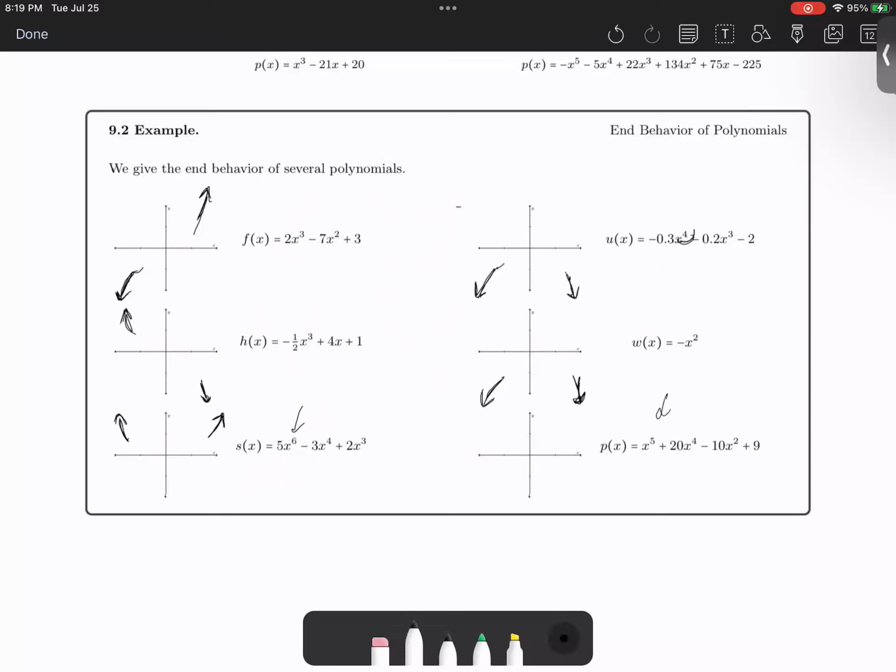And finally, p of x is a 5th degree polynomial. That's the highest number of x's that I have, with a leading coefficient of 1. So it is going to look like this for its end behavior. It's going to approach positive infinity on the right-hand side and approach minus infinity on the left. Right? It kind of looks like x to the 5th.